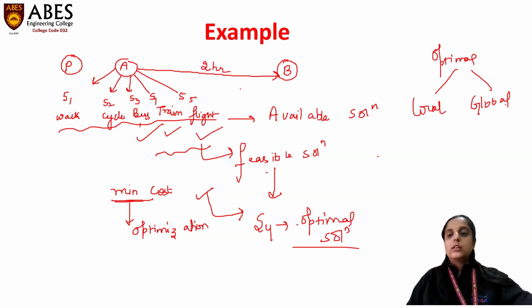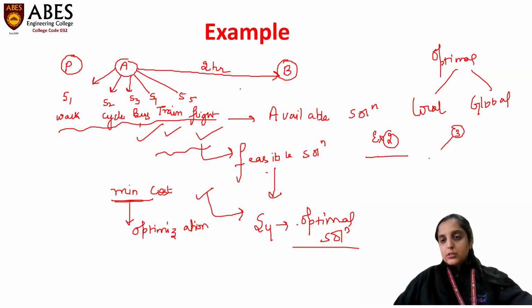Now let's move ahead. Yeah. So let's try to figure out what is local and what is global. Let's take one very simple example again. For example, example number two. Let's draw one example here. 3, 4, 7, 6, 22, 11.